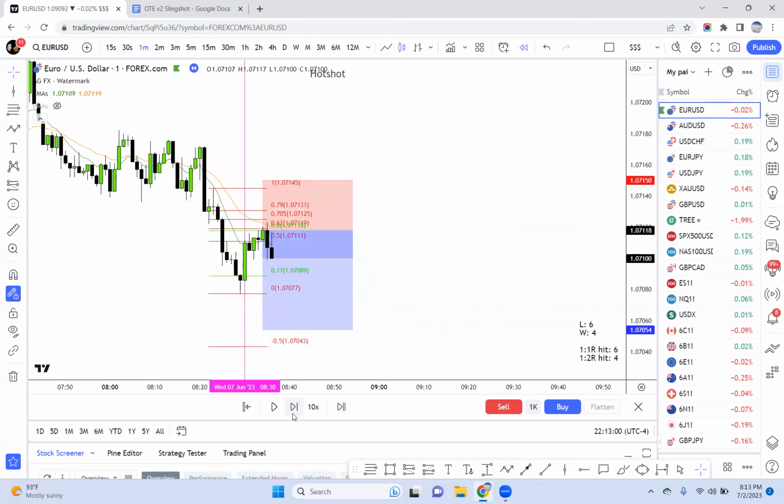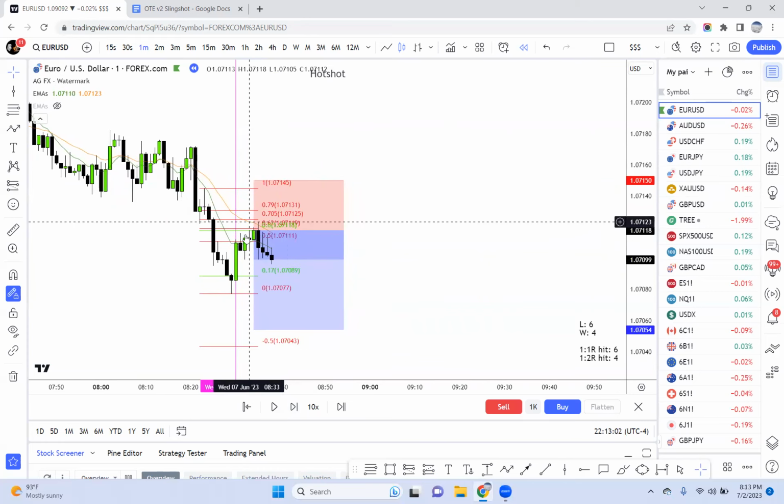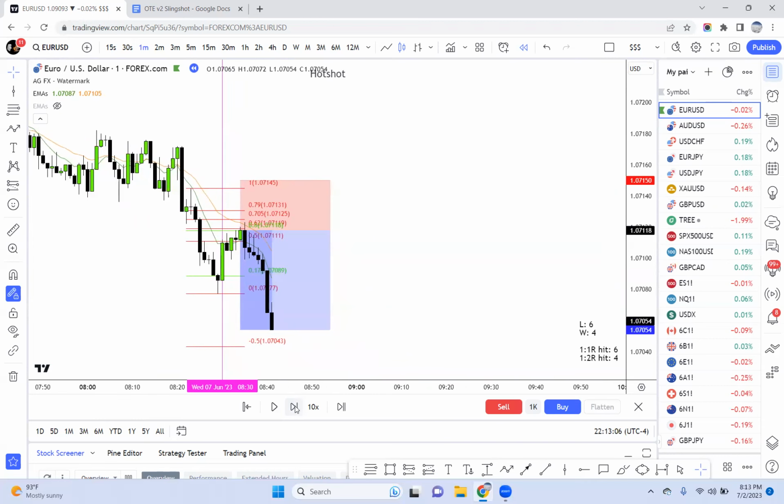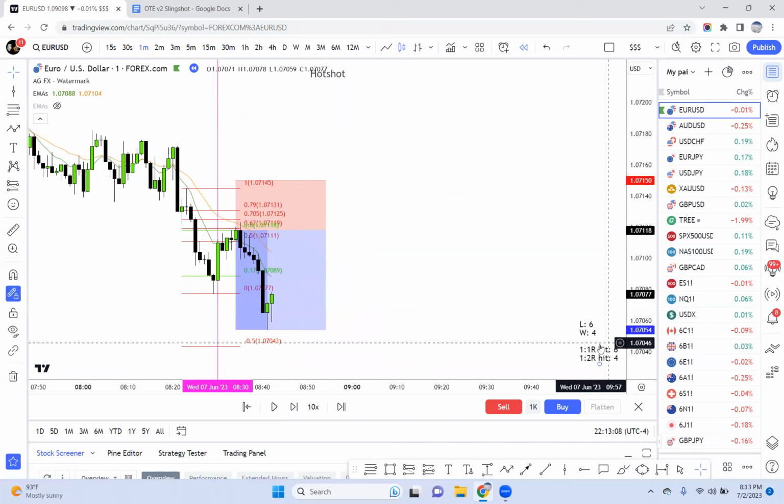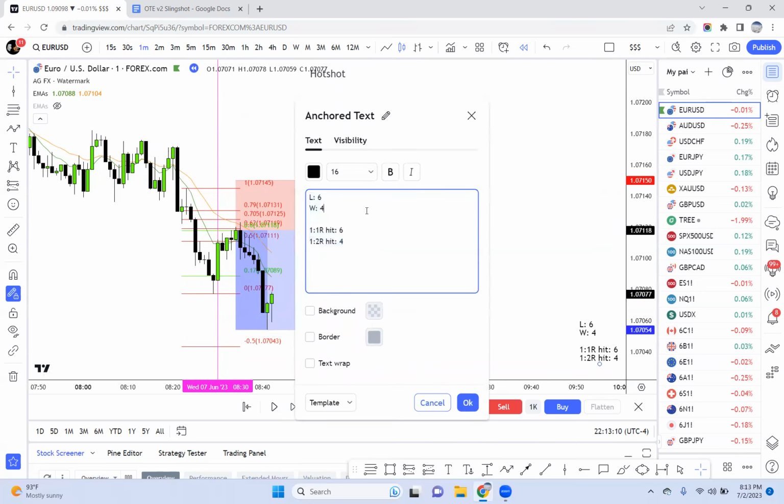Okay, we're in. And look at how the EMA is held and the slope is sloping down. Beautiful. 1 and 2 are hit right at the beginning of the day. 5 wins.